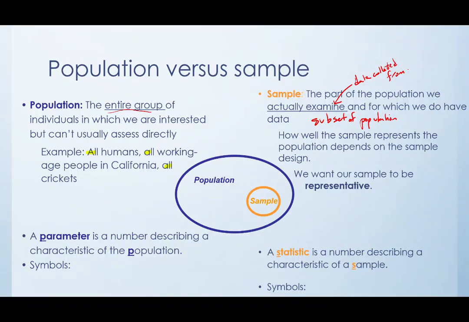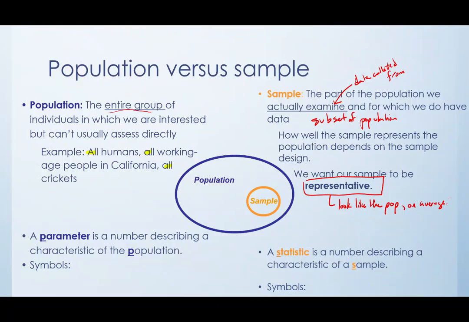How well the sample represents the population depends on the sample design. We want our sample to be representative. We want it to look like a little mini-me of the population. So we want it to look like the population on average. Of course, it's not going to look exactly like the population, but it should have the same or similar average age or ethnicity or any characteristic we want to look at.